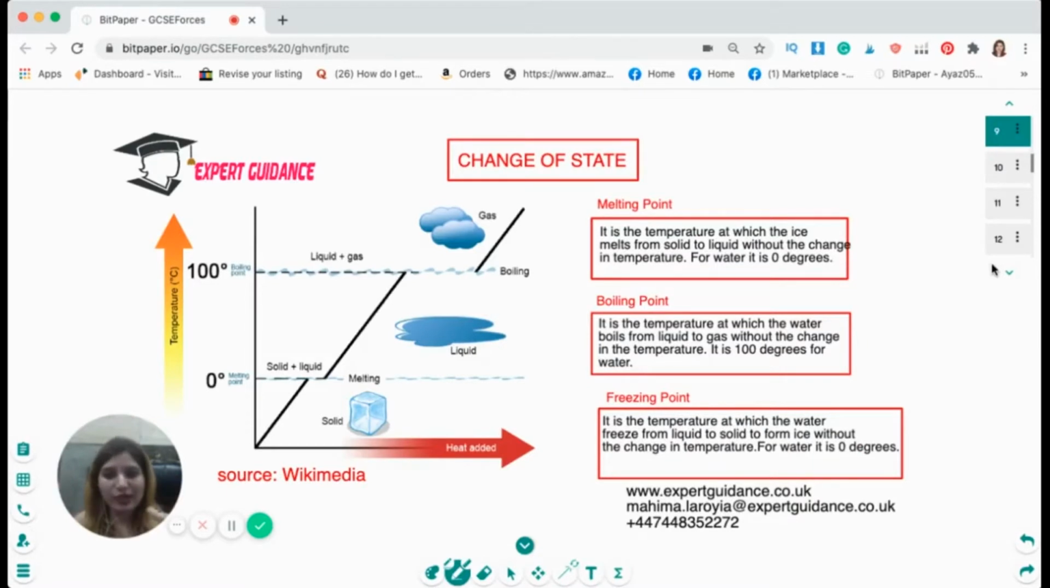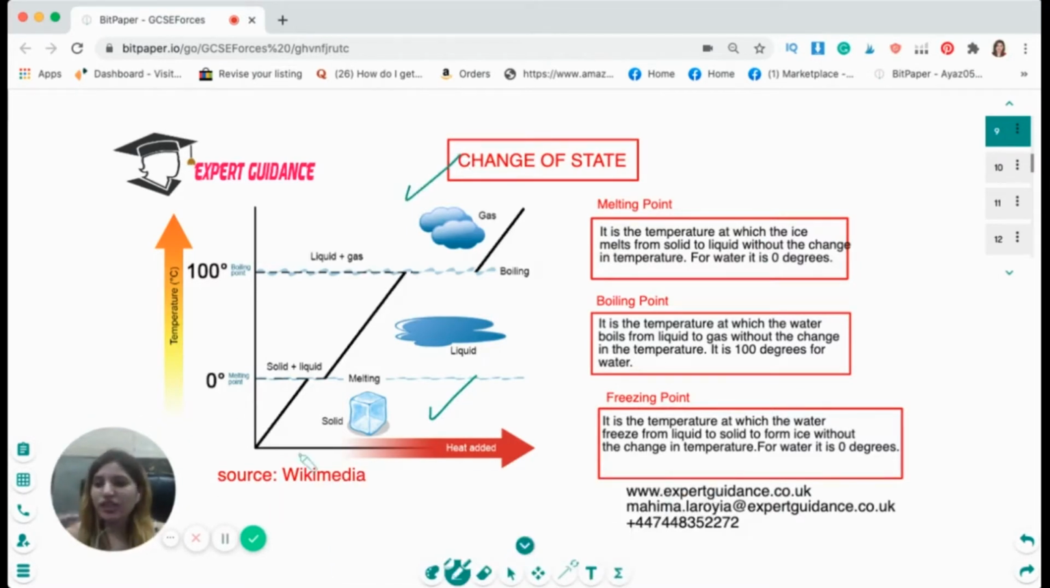Now you have to understand this curve. This curve is very important. This is a change of state curve, and this is a heating curve. Now what is happening in this heating curve? A solid is changing into a gas. You should understand this curve, and you should also know what is happening at each of the states in the curve, because in the exam they can give you this curve and ask you to label it.